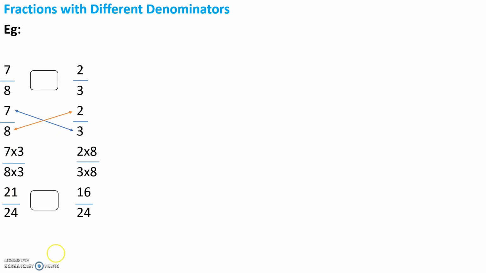Now children, tell me which one is the bigger one here. Yes, you are right. 21 upon 24 is a bigger fraction. So we'll put this sign here. This 21 upon 24 is the 7 upon 8 ka fraction. So our 7 upon 8 is the bigger fraction.